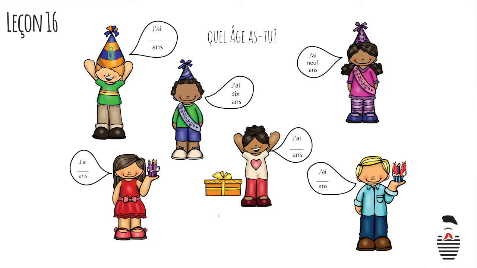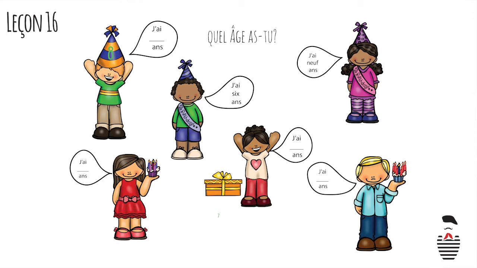And next to Paul, I think is Isabelle. Isabelle. Okay, now say hello, my name is Isabelle, I am 9 years old. Bonjour, je m'appelle Isabelle, j'ai 9 ans.